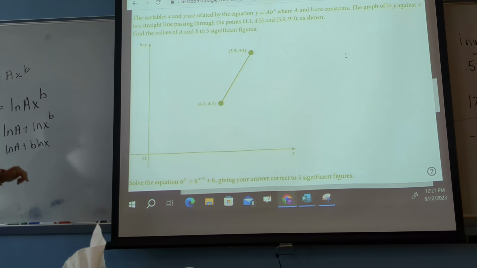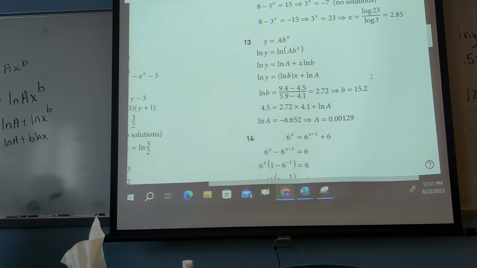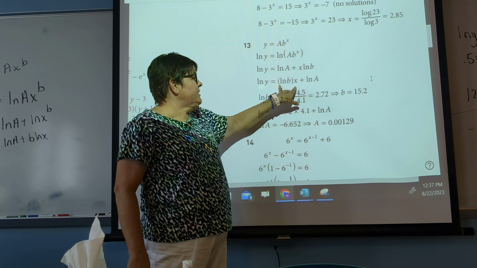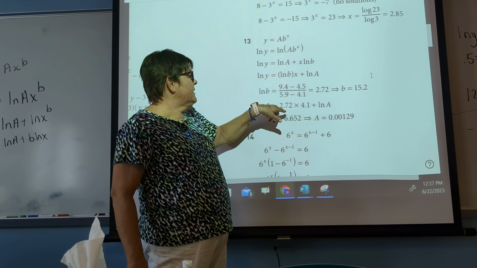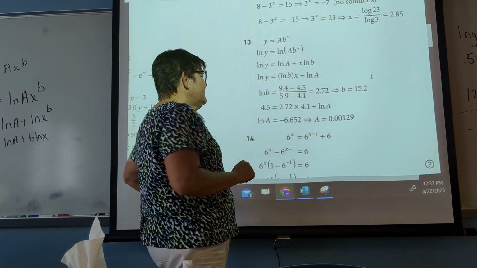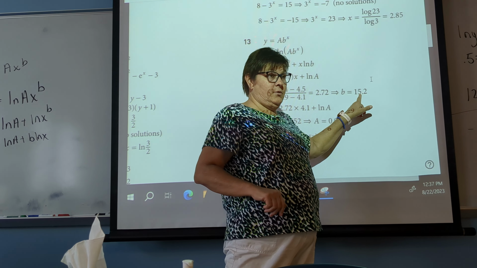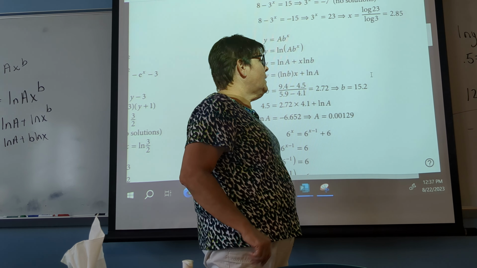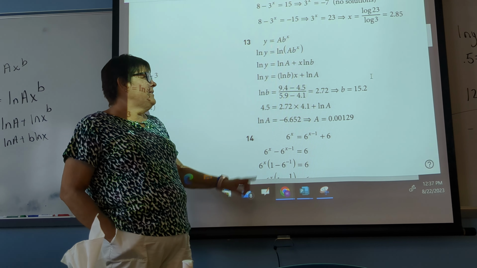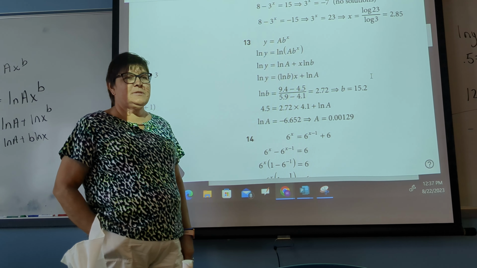Okay, it's a straight line passing through points 4.1, 4.5 and 5.9, 9.4. Okay, find a and b to 3 sig figs. So are you guys cool to do it? Okay, rock and roll. Were you able to expand it? Yes. So you were good here, so you subtract? Yes. Were you able to get B as 15.2? That's where I messed up. They did it a little differently, but they solved simultaneously.